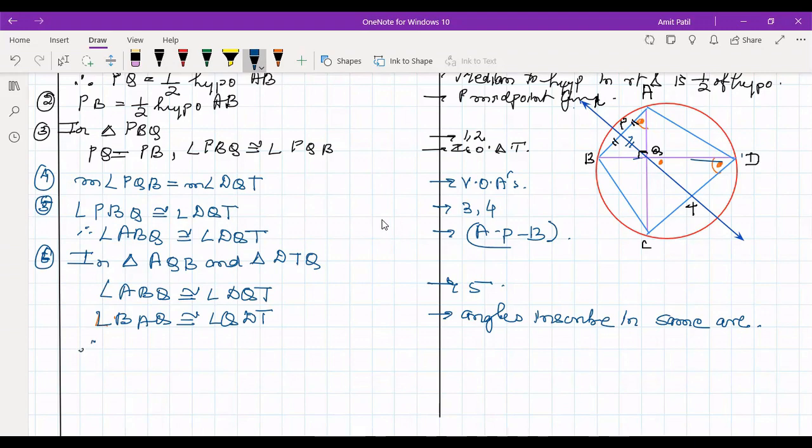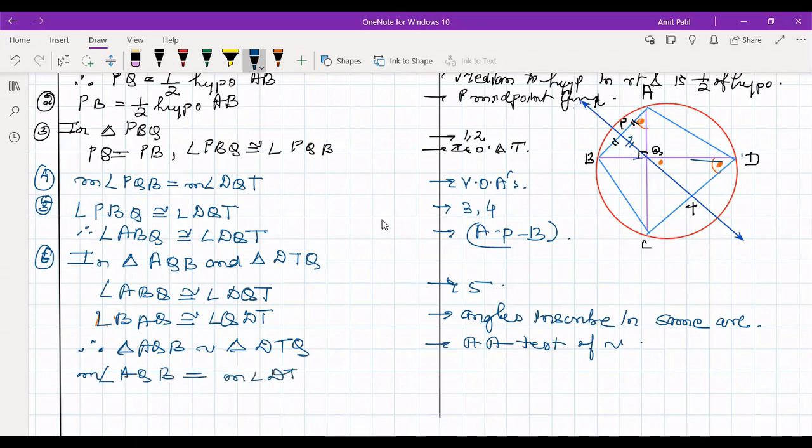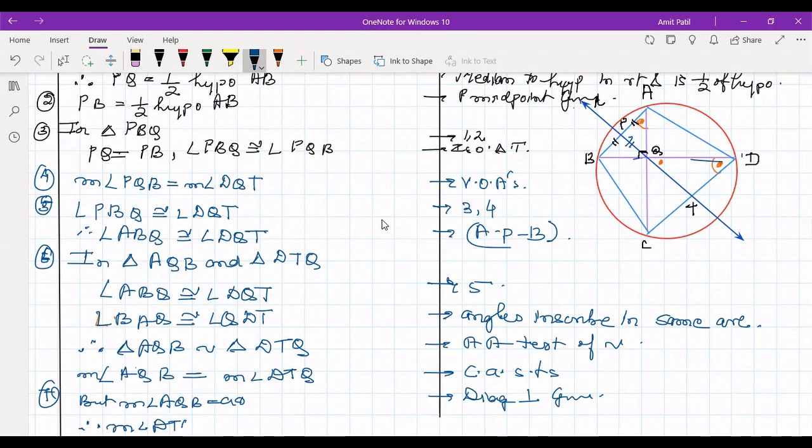So hence what I get is that triangle AQB is similar to triangle DTQ by AA test of similarity. Now if the triangles are similar, I get measure of angle AQB equal to measure of angle DTQ. Reason: corresponding angles of similar triangles. But if you see properly, AQB is 90 degrees. So can we put something like this? But measure of angle AQB is equal to 90 degrees because diagonals are perpendicular, given. So therefore I get measure of angle DTQ is also equal to 90. So can I put it up from point number 6?